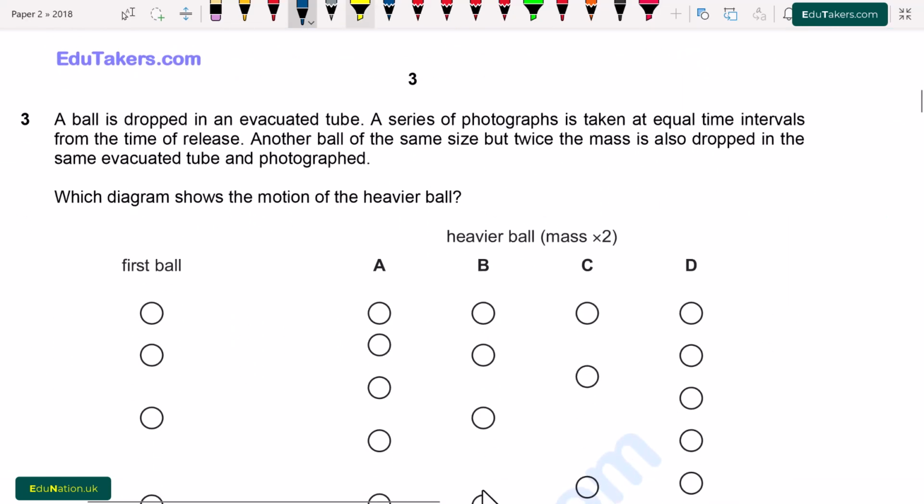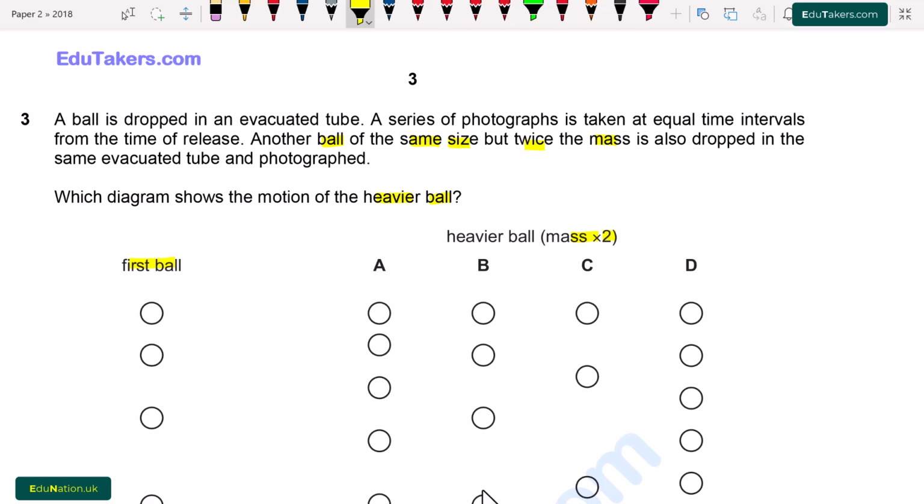Question number 3. A ball is dropped in an evacuated tube. A series of photographs is taken at equal intervals from the time of release. Another ball of the same size, but twice the mass, is also dropped in the same evacuated tube and photographed. Which diagram shows the motion of the heavier ball? So first of all, here is the first ball and these are the heavier ball, whose mass is twice that of the first ball. All of these are released in the evacuated tube.